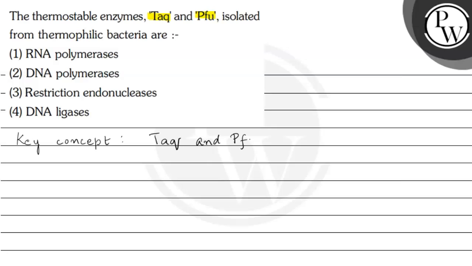PFU. So first of all, Taq and PFU are enzymes. That is, they catalyze some particular metabolic reaction. So this enzyme is actually a type of DNA polymerase. So Taq and PFU are types of DNA polymerase enzyme.